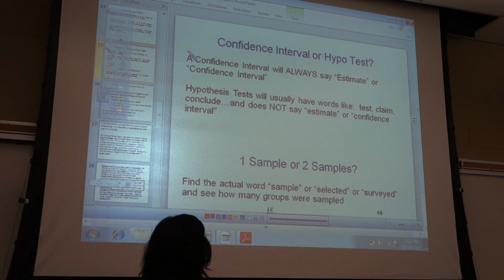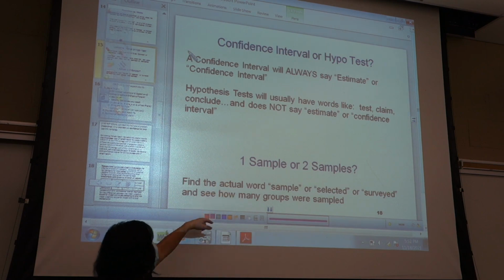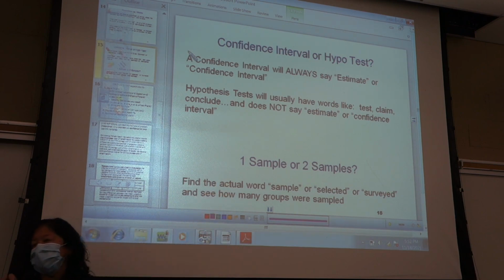It won't. How do you know if it's 1 sample or 2 samples? Try to find the actual word sample or selected or surveyed, right? And figure out how many groups they sampled. How many times did they sample? Did they sample 2 groups or just 1 group? And that's kind of the easiest way I can say to figure that out. Because sometimes we give you a statement, but it's not a sample, it's just a statement. So you've got to keep track of those, realize it's just a distraction in a sense.